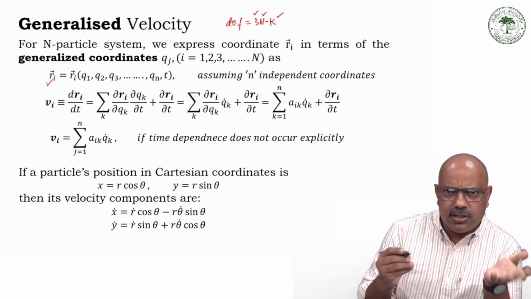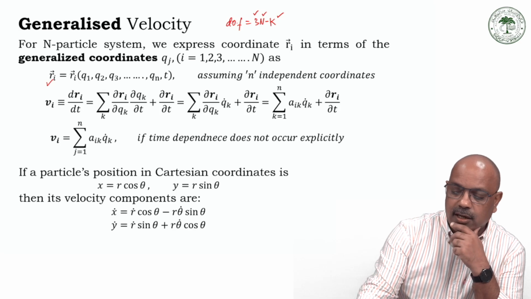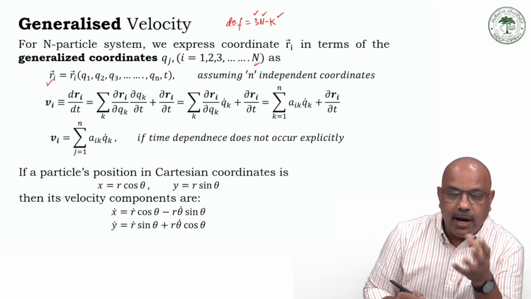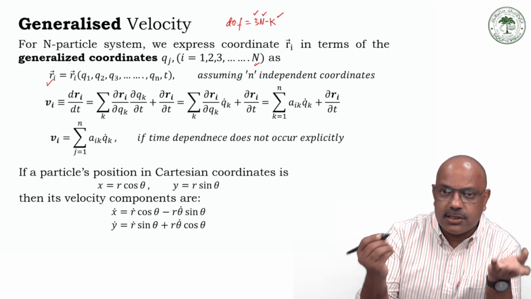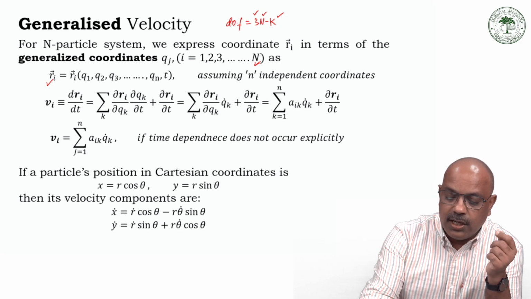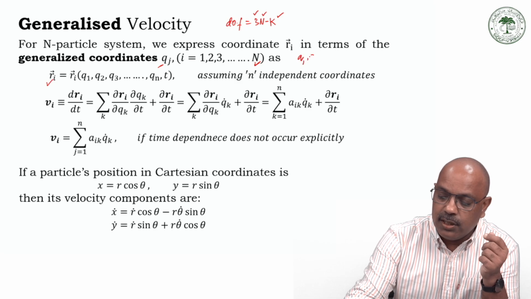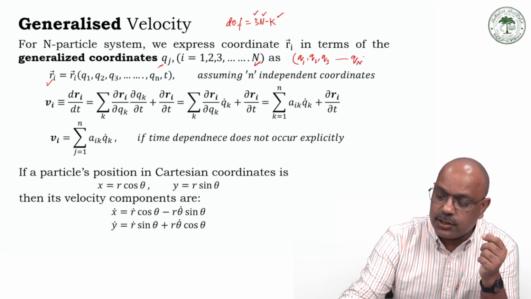So if I have a system consisting of n number of particles, then I can define generalized coordinates which are completely independent, and there would be n generalized coordinates. That is, I have q1, q2, q3, up to qn generalized coordinates.